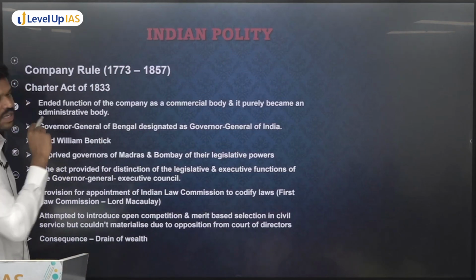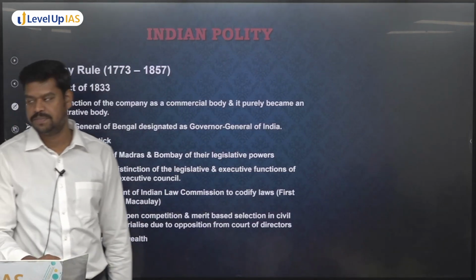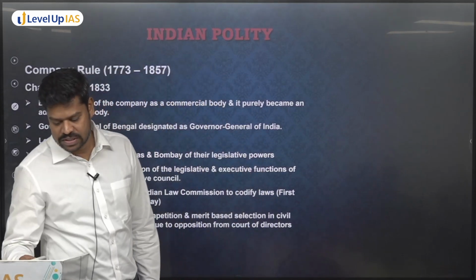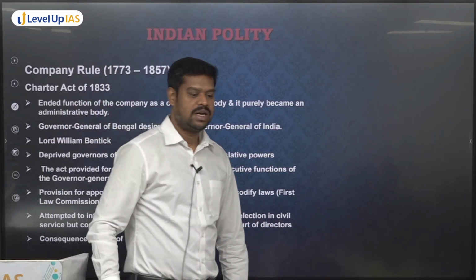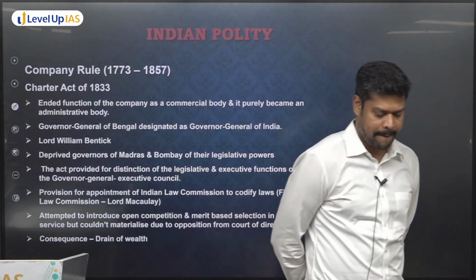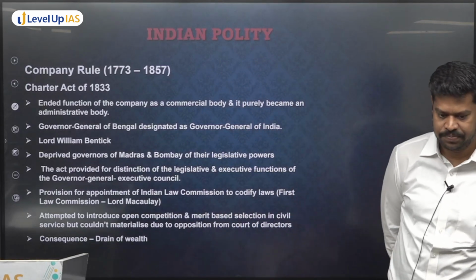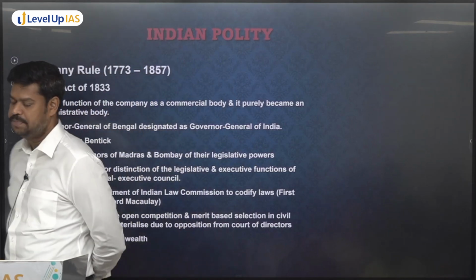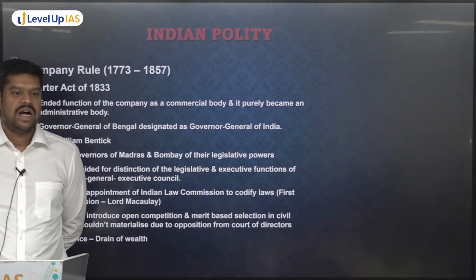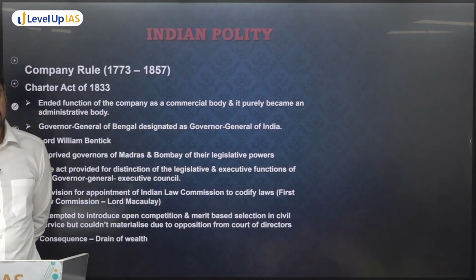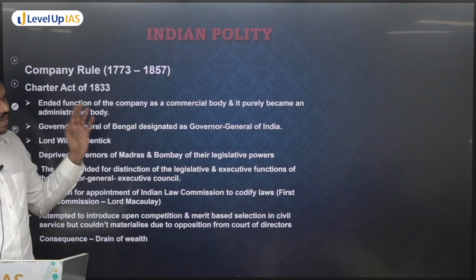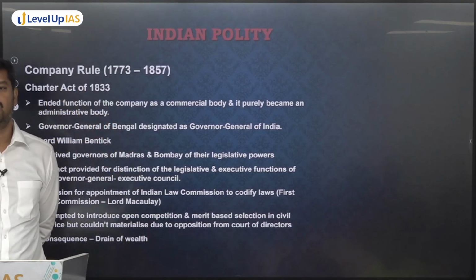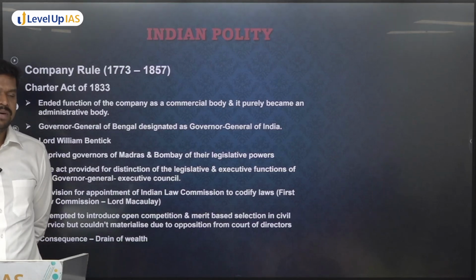So the next is the Charter Act of 1833. So next came the Charter Act of 1833. Let us try to understand what happened in the Charter Act of 1833 as well. Shall we proceed further? In the Charter Act of 1833, again the same thing: the only thing is that permission was given for another 20 years.